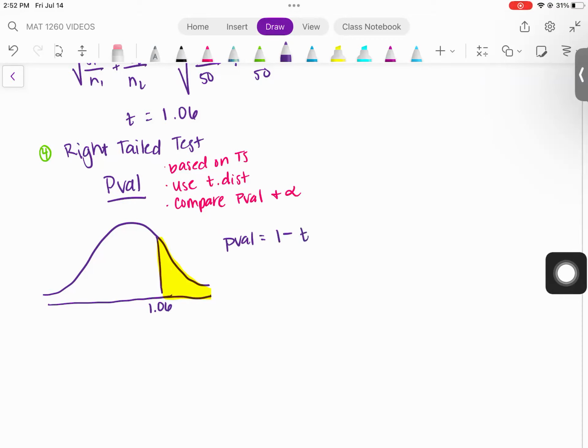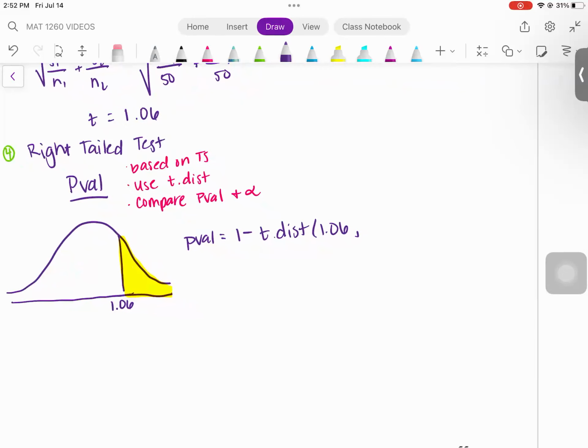So it's going to be 1 minus t.dist 1.06. And then our degrees of freedom, since our samples were the same size, it's going to be 50 minus 1, or 49, comma, true. Using Excel, that t-distribution function gives us an output of 0.8528, rounded to 4 decimal places. So when we subtract, our p-value is 0.1472.